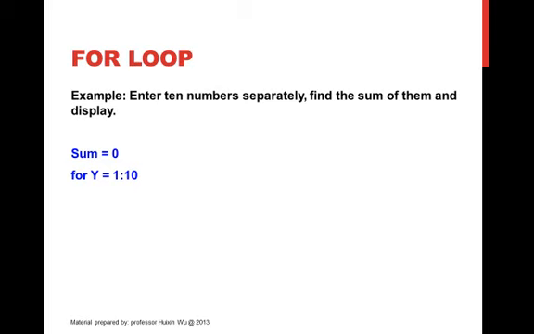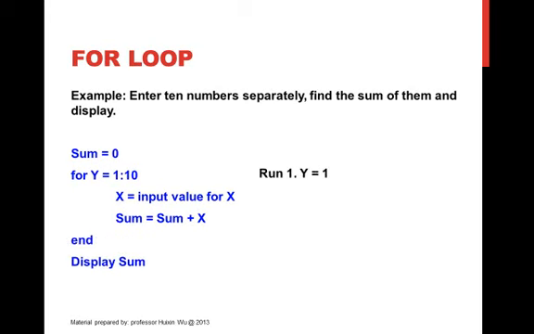For the first run within the for loop, y is equal to 1. Then the program will ask the user to input a value for variable x. If the user enters 3, x will be equal to 3. Then the program moves to the line sum. Here sum is equal to the previous value for sum, which is 0, and adds the value of x, which is 3. Now, the value of sum is 3.